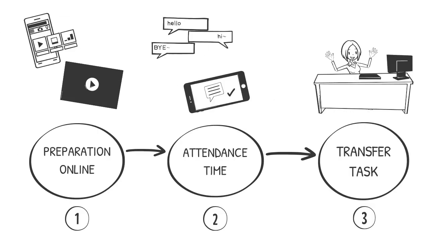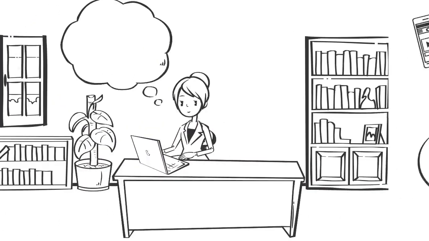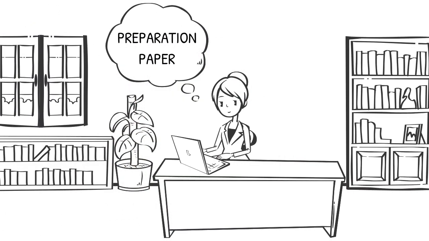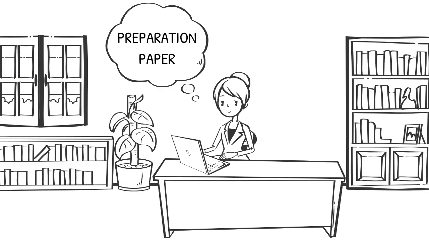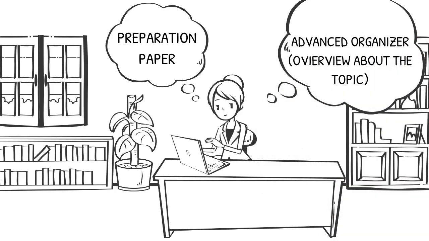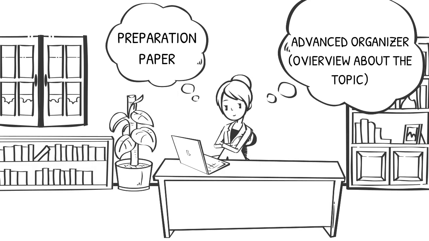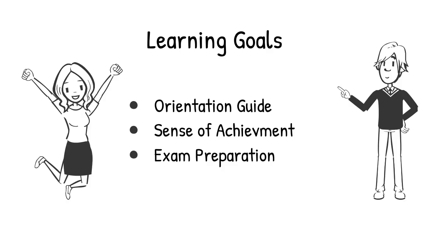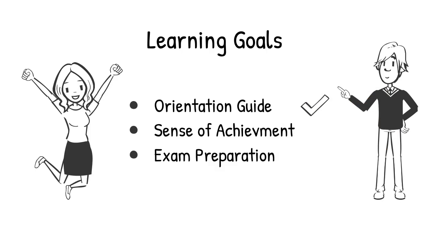The first phase of the Three Phases model takes place online. You might start by uploading a preparation paper for your students on the It's Learning platform. In addition, you could provide an advanced organizer that offers an overview of topics and content students will deal with during attendance time. This material serves again as an orientation guide for us because we are able to get familiar with the new topics in our own preferred way.